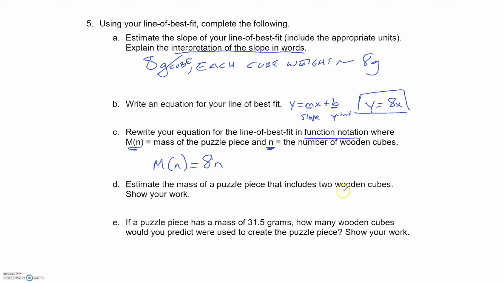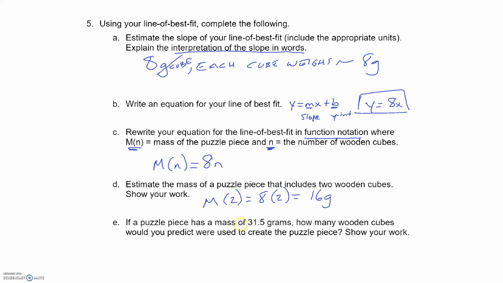Estimate the mass of a puzzle piece that includes 2 wooden cubes. You would say the mass of 2 cubes is equal to 8 times 2. 8 grams times 2 cubes would give me 16 grams.